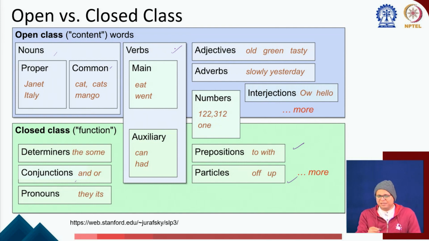Verbs, main verbs and auxiliary verbs. Auxiliary verbs are closed class, but main verbs are not. And then you have numbers and adjectives, adverbs, and so on. So, you can also do this kind of division between open class versus closed class, right. Closed class words are typically function words, right. They try to bind the sentence together, while open class words are typically talking about the topic of the conversation or the sentence.